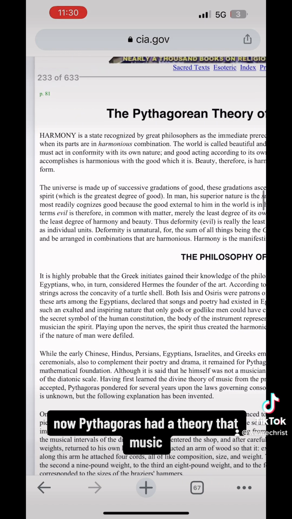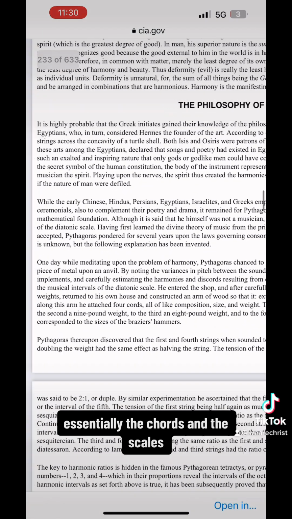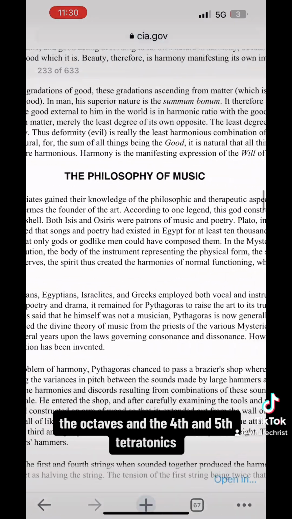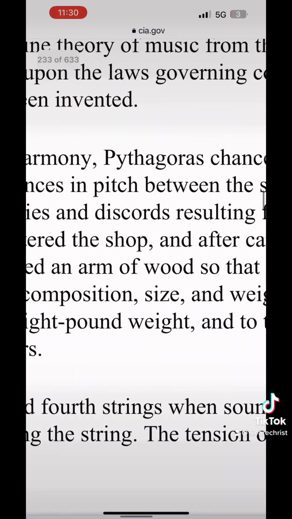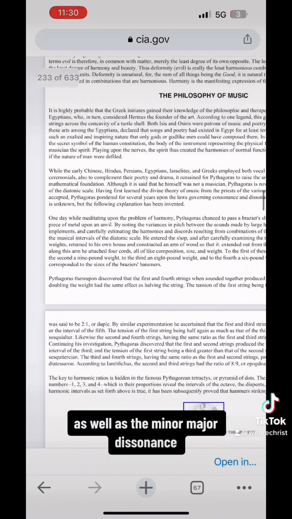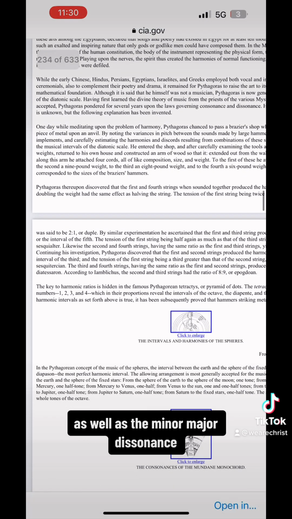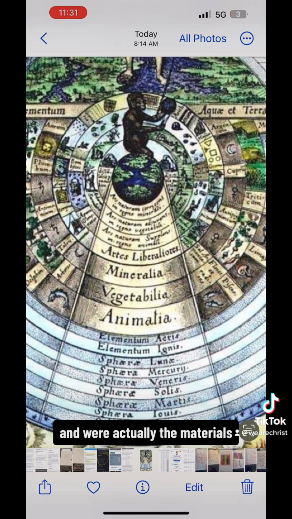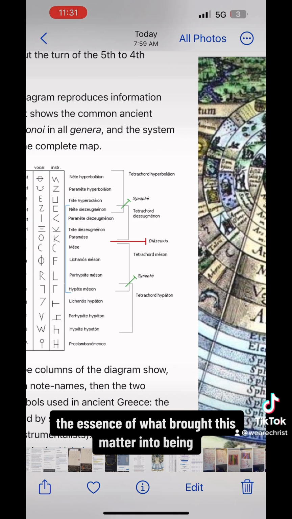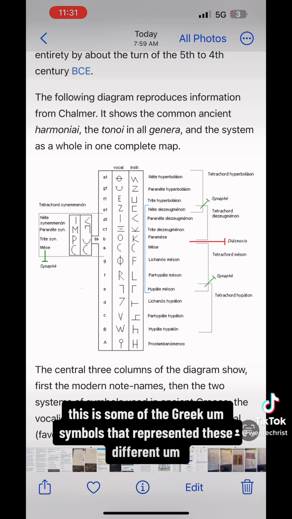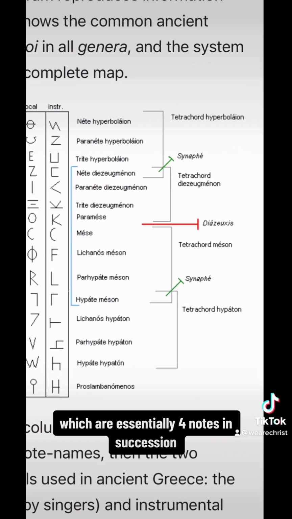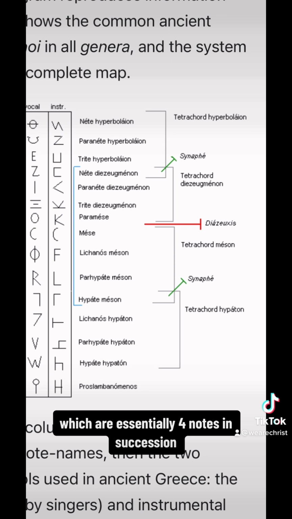Now, Pythagoras had a theory that music, essentially the chords and the scales, the octaves, and the 4th and 5th, as well as the minor, major, the dissonance, these different things were representative of the macro-micro world and were actually the materials, the essence of what brought this matter into being. This is some of the Greek symbols that represented these different diachords, right, which are essentially 4 notes in succession.